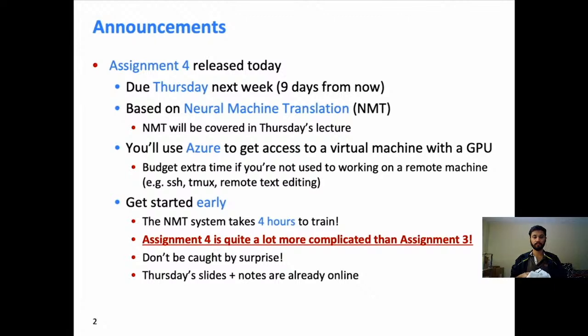We're going to learn about NMT in Thursday's lecture this week. This is really exciting because actually CS224N has never had an NMT assignment before, so this is all new this year, and you're going to be the first year of students who are going to be doing an NMT assignment.